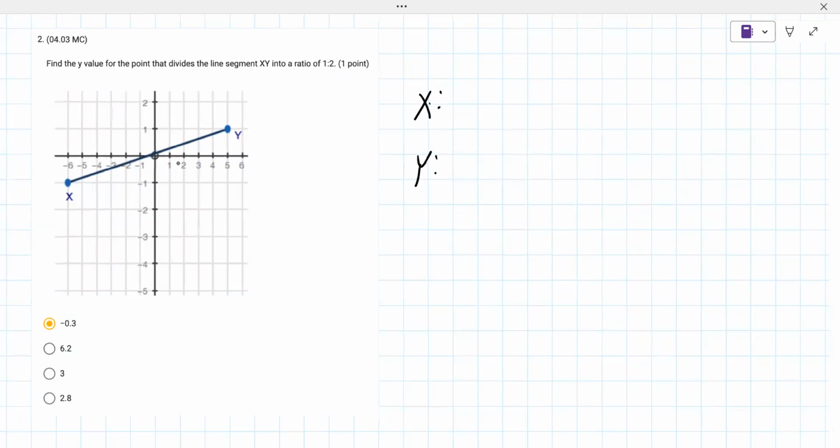But yeah, let's start with the coordinate of X. Can you give me the coordinate of X and the coordinate of Y? The coordinate of X is -6, -1, and the coordinate of Y is 5, 1.